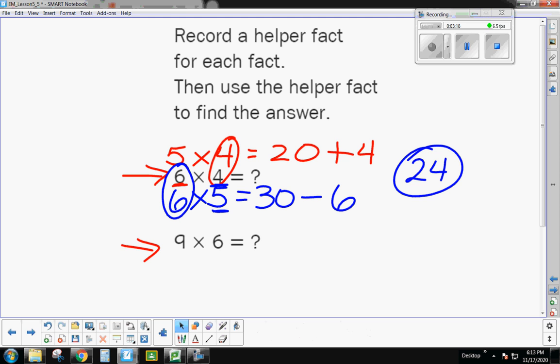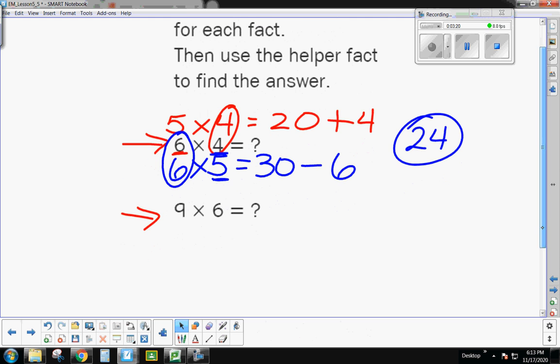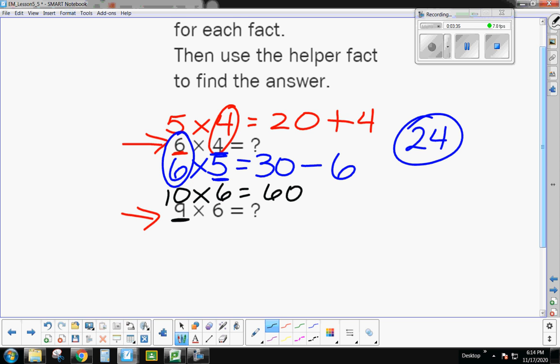And then 9 times 6. What did you decide to do for that one? Again, that could have gone two different ways. I could have changed the 9 to a 10 and done 10 times 6 equals 60. Now 9 times 6 is going to be smaller, so I'm going to subtract a group of 6. 60 minus 6 is 54.